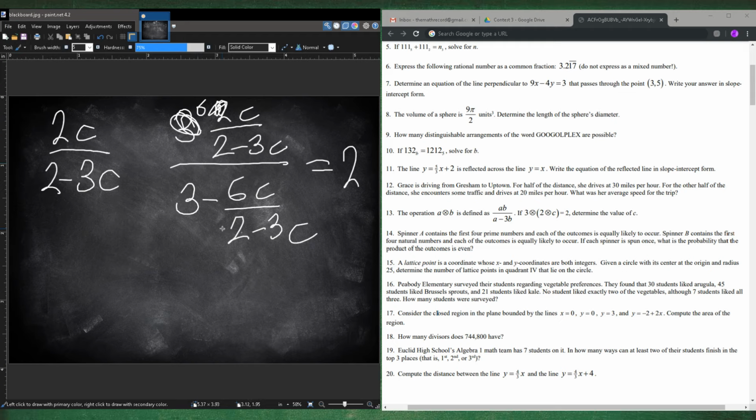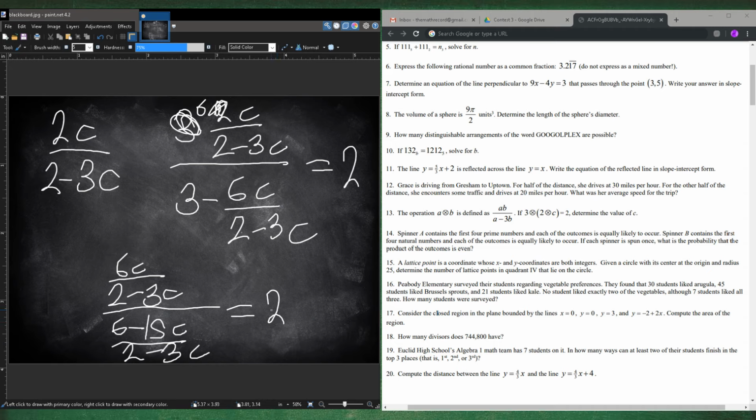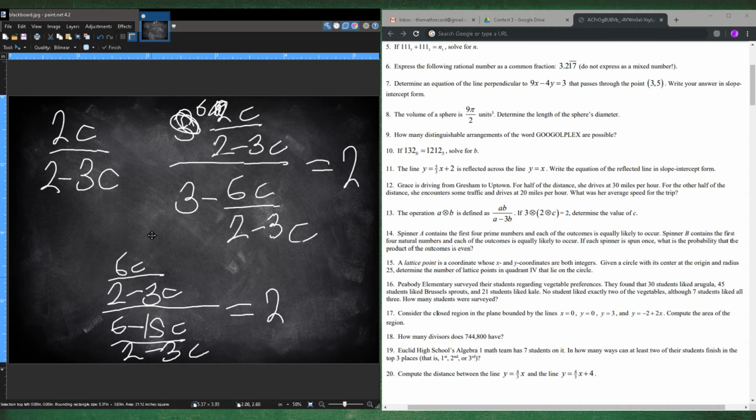So we're going to need to get this denominator the same. So that gets 6C all over 2 minus 3C all over, that's 6. And that's negative 9C minus negative 6C. So that's negative 15C all over 2 minus 3C is equal to 2. Okay, let's move this up.